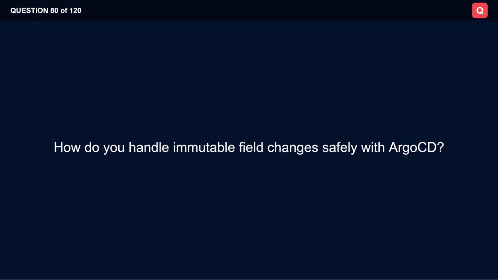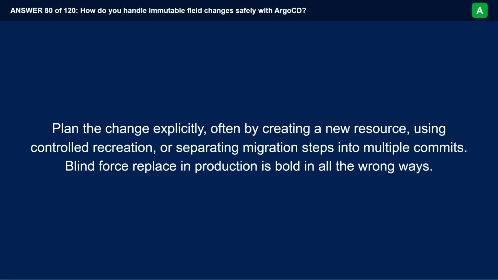How do you handle immutable field changes safely with ArgoCD? Plan the change explicitly, often by creating a new resource, using controlled recreation, or separating migration steps into multiple commits. Blind force replace in production is bold in all the wrong ways.